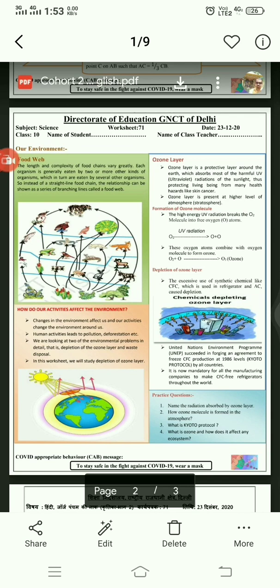The length and complexity of food chains vary greatly. Each organism is generally eaten by two or more other kinds of organisms, which in turn are eaten by several other organisms. So, instead of a single food chain, the relationship can be shown in a series of branching lines called food web. So, food web is a network of different food chains where the top trophic level is same. The top carnivores is same. All the food chains meet on a single point.